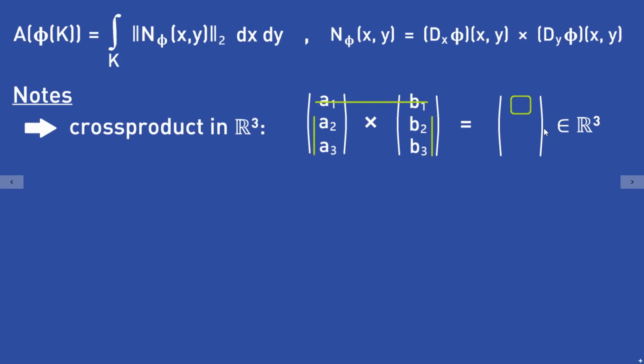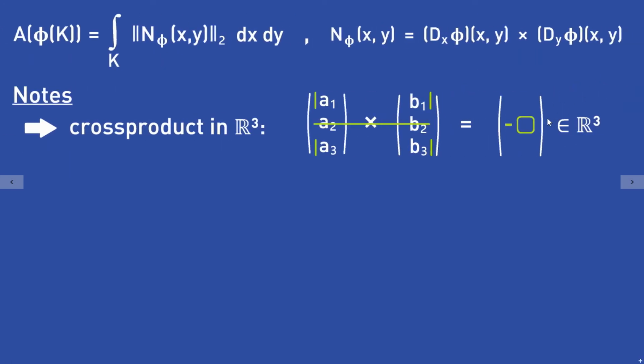So the result is a vector again. For the first entry of this cross product here, you need to ignore the first line here, and then you have to calculate the determinant of this submatrix here. So A2 times B3 minus A3 times B2. So this is the first entry of the cross product.